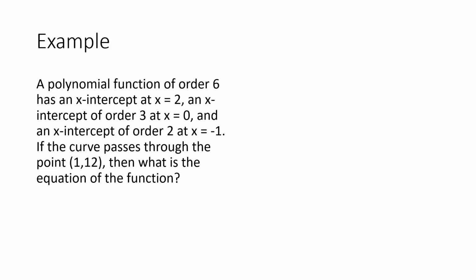Now, suppose you're told that you have a polynomial function of order 6 with an x-intercept at x equals 2, an x-intercept of order 3 at x equals 0, and an x-intercept of order 2 at x equals negative 1. The curve passes through 1, 12. You want to know the equation of the function. So right away, I've got an x-intercept at x equals 2. I've got an x-intercept at x equals 0, and that's of order 3. And I've got an x-intercept at x equals negative 1, and that's of order 2.